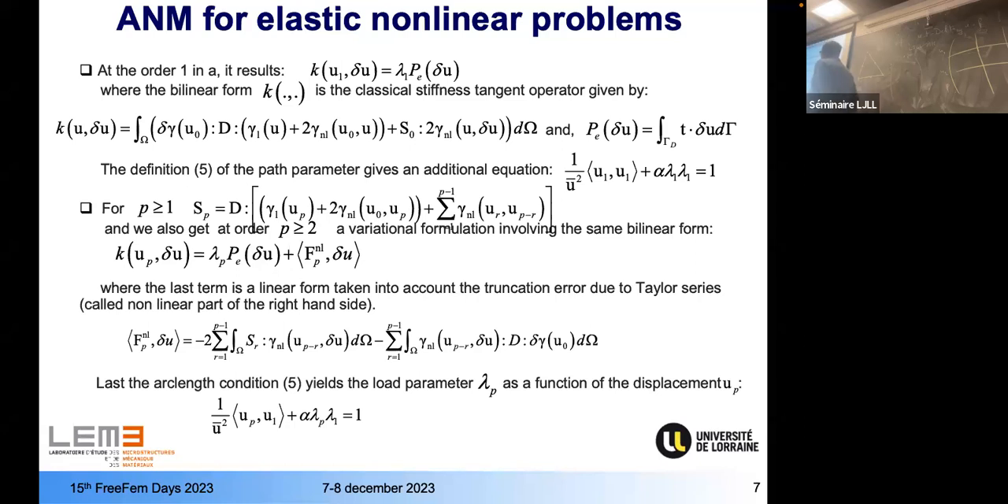After, we compute the parameter S_P for each order using this equation. And for order P superior to two, we have this kind of variational formulation involving the same linear form operating on U_P. The same linear form doesn't change, and it appears another linear form with non-linear term involving U, and another arc length condition. So, in fact, you can see that you need to build only one variational operator, linear form, so stiffness matrix.